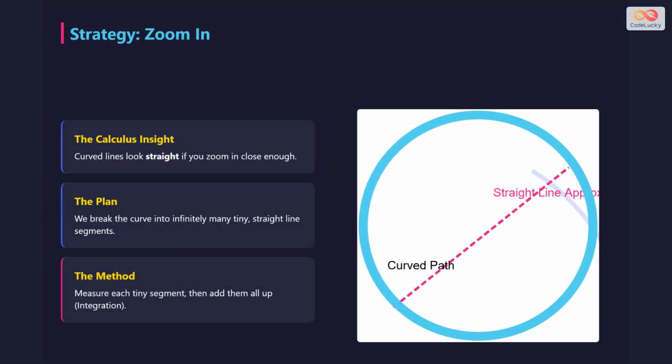The strategy is simple. We zoom in. If you zoom in close enough on any smooth curve, it starts to look like a straight line. Our plan is to break the entire curve into infinitely many tiny, straight line segments, measure each one, and then add them all up.